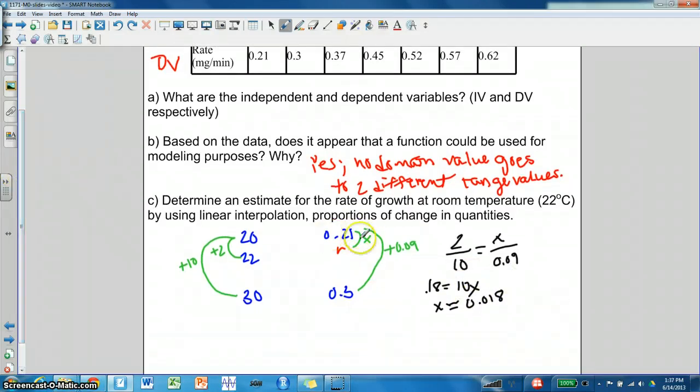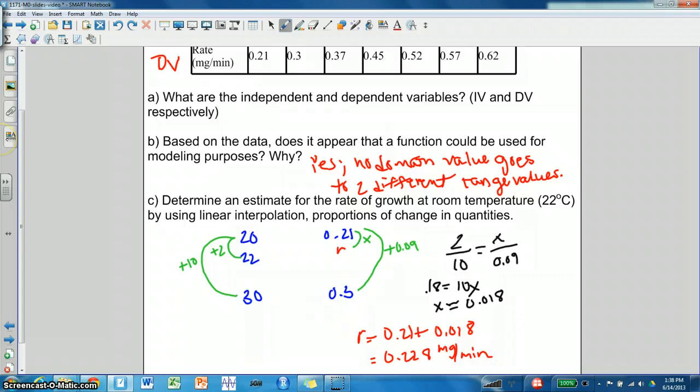Now, that isn't our answer, right? Because x represented the amount of change. Now r in total is just going to be, well, we have to start, this was adding to 0.21, so I have to do 0.21 plus 0.018. Okay, and when I do that, I believe I get 0.228, and then adding our units, milligrams per minute.